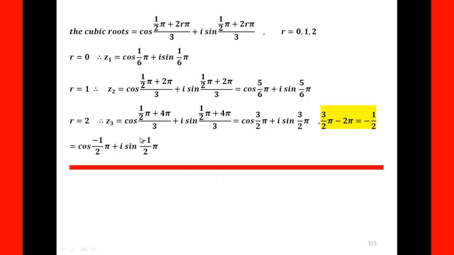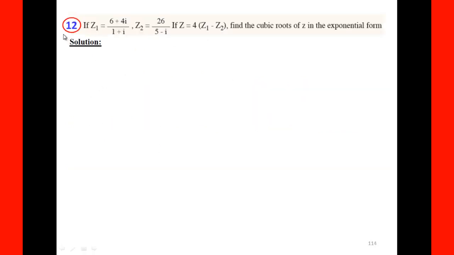So after subtracting, z3 equals cosine negative 1 over 2 pi plus i sine negative 1 over 2 pi. Question number 12. If z1 equals (6 plus 4i) over (1 plus i) and z2 equals 26 over (5 minus i), if z equals 4 (z1 minus z2), find the cubic roots of z in the exponential form.